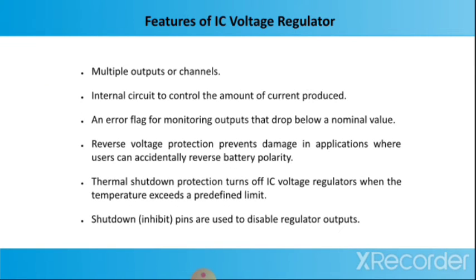Now we'll talk about the features of IC voltage regulators. So the first one is that it has multiple outputs or channels, internal circuit to control the amount of current produced, and an error flag for monitoring outputs that drop below a nominal value. It has reverse voltage protection which prevents damage in applications where users can accidentally reverse the battery polarity. Thermal shutdown protection turns off IC voltage regulators when the temperature exceeds a predefined limit. And lastly, shutdown pins are used to disable the regulator outputs. So these are the features of IC voltage regulators.